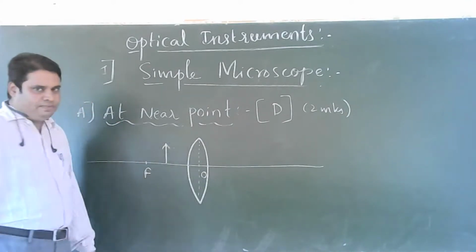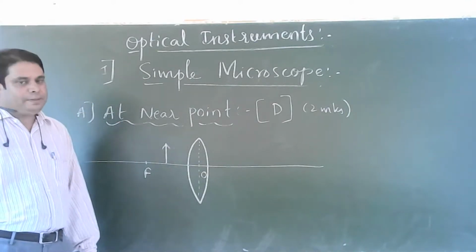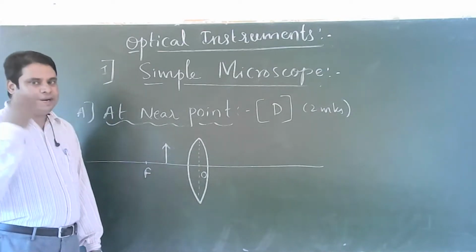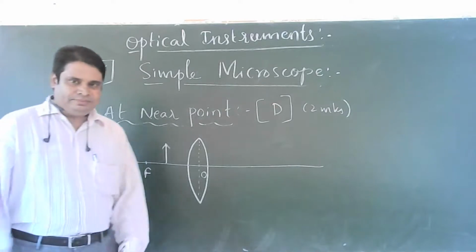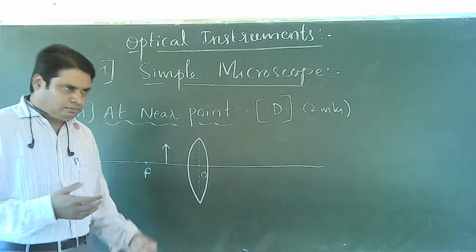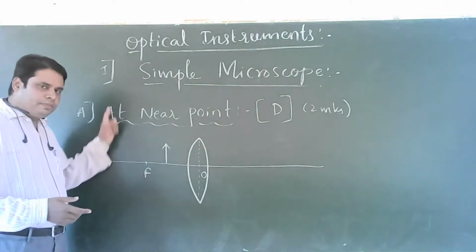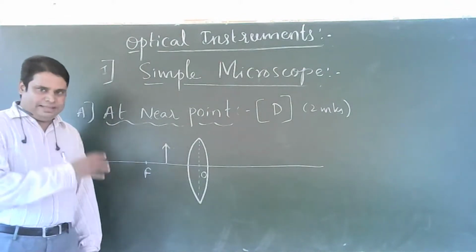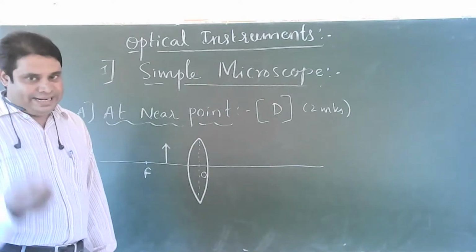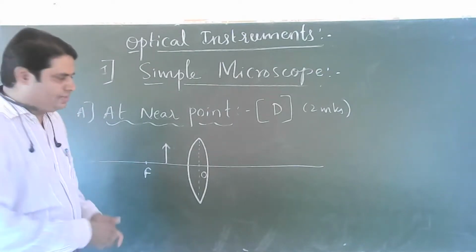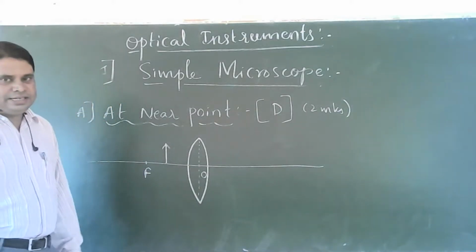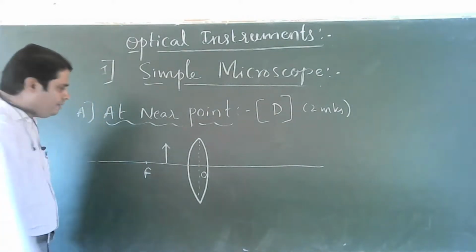The image is formed on the same side as your object. First thing, it is enlarged, erect, and virtual. We can use this position of the lens for magnifying objects or as a reading lens. Simple.